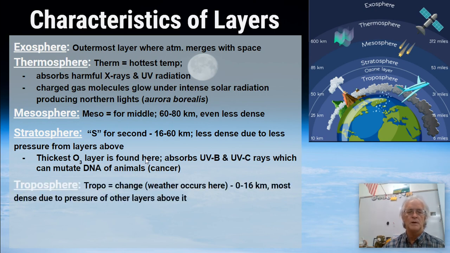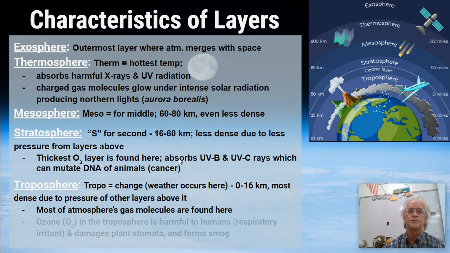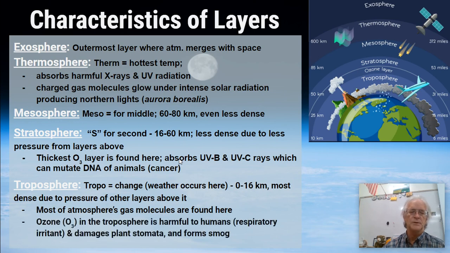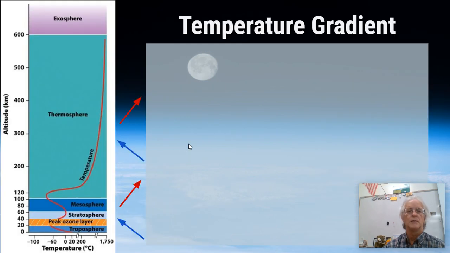The troposphere is where we are. Tropo means change. It extends from ground level up to about 16 kilometers, up to where the planes fly. It's the most dense due to the pressure of the layers above it. Ozone in the troposphere is harmful to humans, damages plant stomata, and forms smog. So ozone in the stratosphere is good. Ozone where we are is bad.